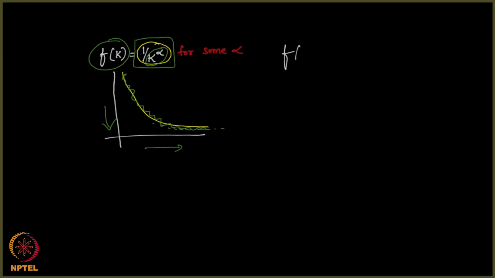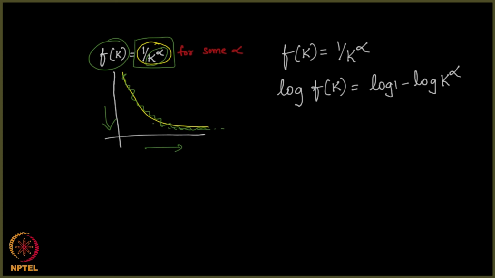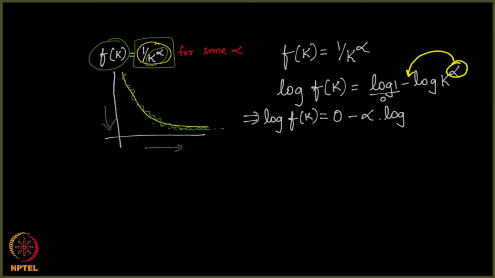Given that f of k is equal to 1 over k to the alpha, what I do is apply log on both sides. Pretty straightforward math. I'm sure I'm not using anything beyond high school level math. So log of f of k is equal to log 1 minus log k to the alpha. Basics of logarithms, I'm sure all of you are familiar. We all know log of 1 is 0, right? So this becomes 0 minus log k to the alpha. Alpha can be brought out front, that's the property of logarithms, I'm sure you all remember: minus alpha times log of k.